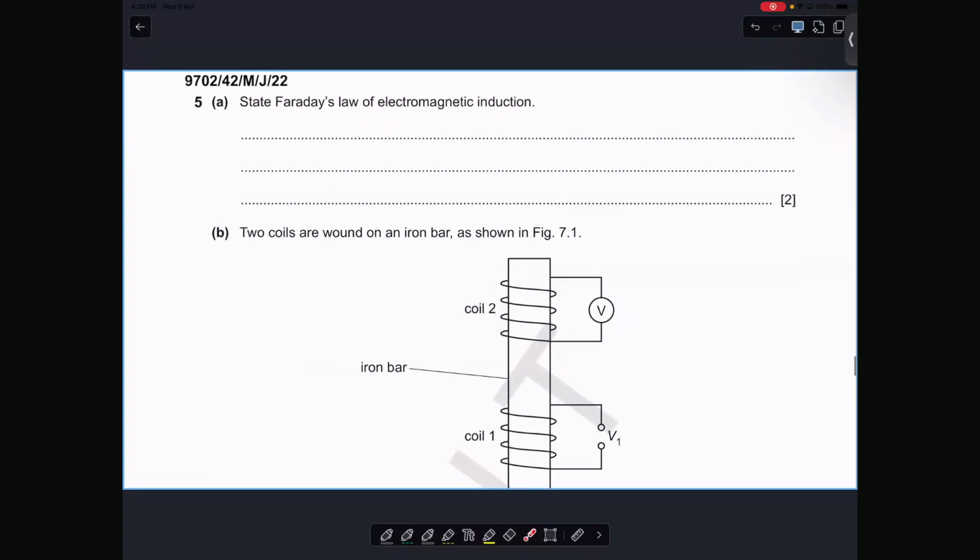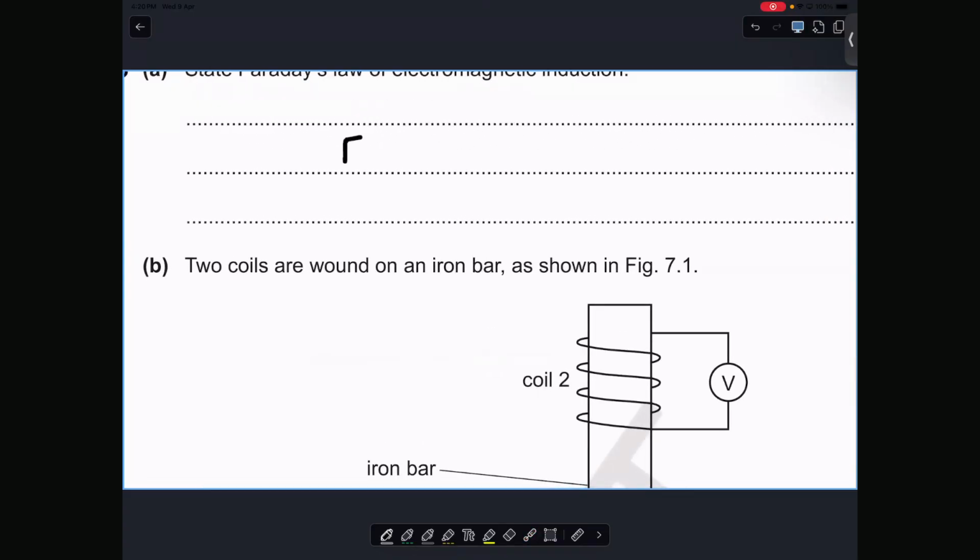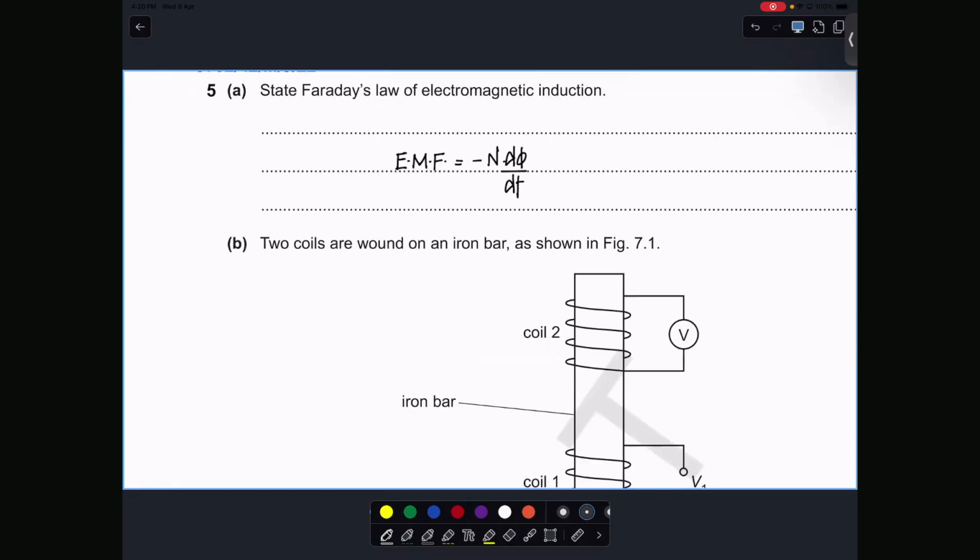So here it says state Faraday's law of electromagnetic induction. What does it state? If you forget, in the exam at least write the formula. What's the formula? First of all, don't forget this, there's nothing to forget, you must be able to do this, 20 marks for definitions. I think the minimum that you can do is get them minus N d phi by dt. The problem is the differentiation, and as you know, calculus is not part of your syllabus, right? So just say it in words: rate of change of magnetic flux linkage.